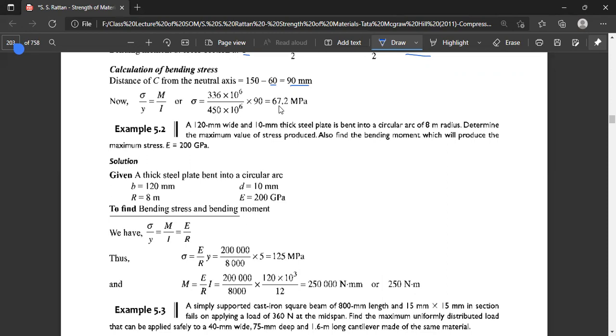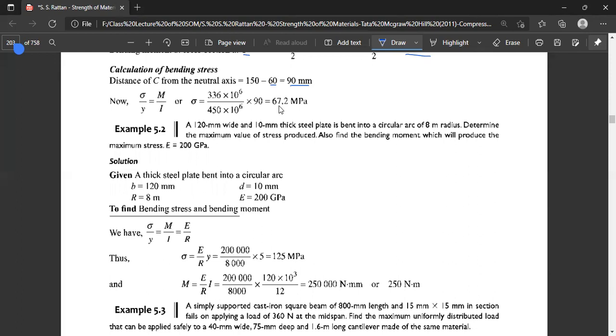The width of the beam is 120 millimeter, the thickness is 10 millimeter. The steel plate is bent into a circular arc of 8 meter radius. So it is bent into a radius of 8 meter. Determine the maximum value of stress produced, and also the bending moment which will produce the maximum stress.